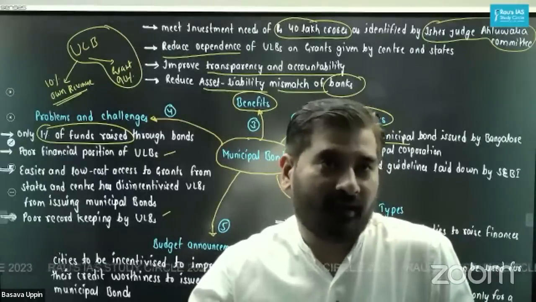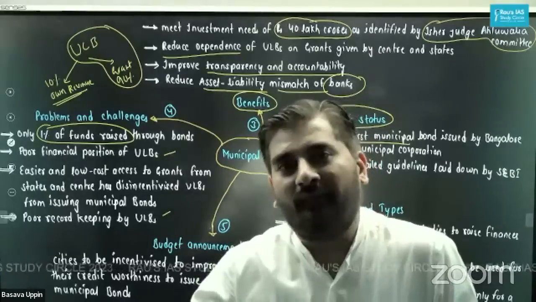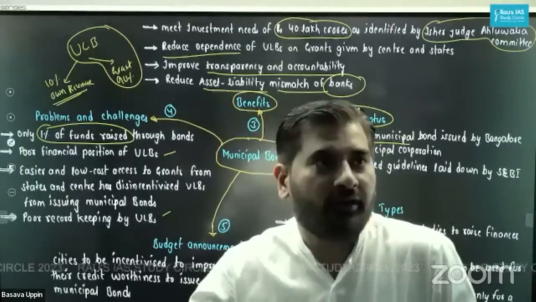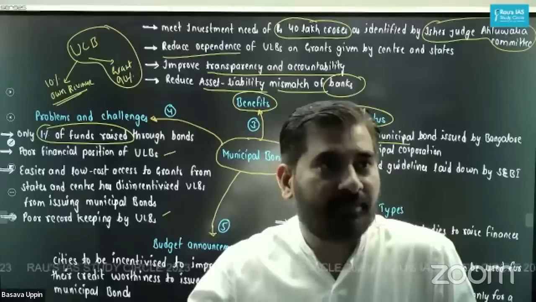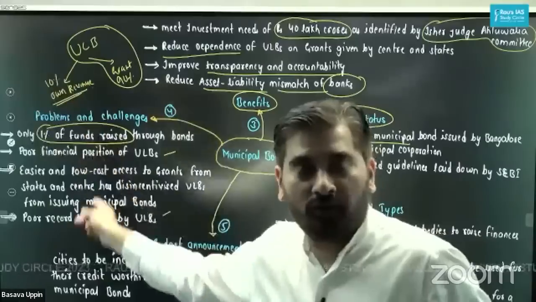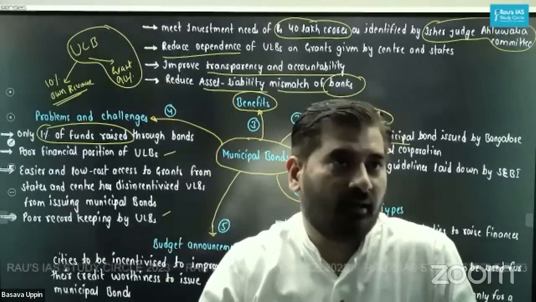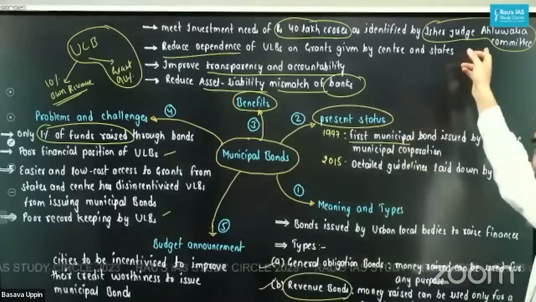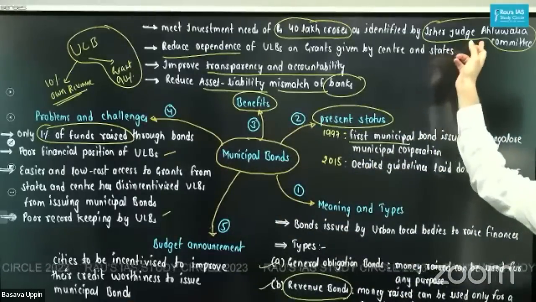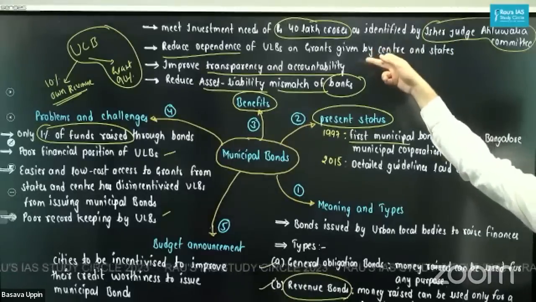Now, why is it important? You must be knowing in GS paper 2, you have a topic of urban local bodies. So in this particular topic of urban local bodies, which is part of your GS paper 2, you could incorporate all of these points about the urban local bodies. Look at the name of the committee which I said. What is its name? Isher Judge Ahluwalia. How much funding do we need? 40 lakh crores.